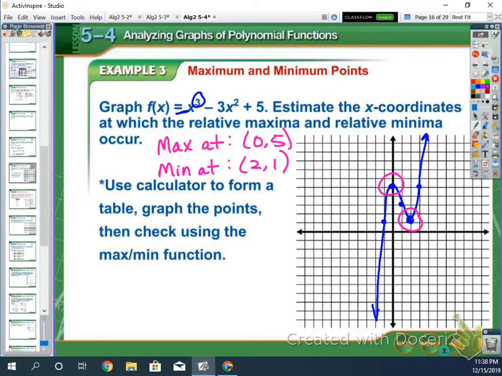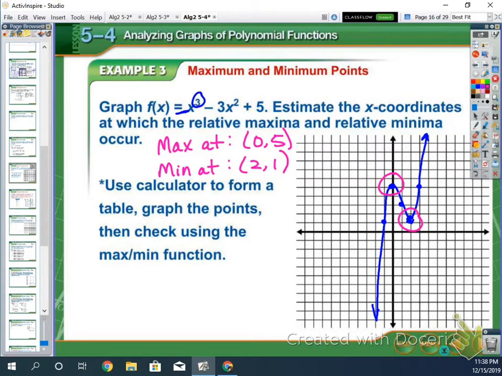And my calculator is telling me minimum 2.000009, y equals 1. Keep in mind that if you have that many zeros, if it's that close to 2, your calculator is really trying to tell you that the x value there is 2. So that matches up with what we had. We said minimum at (2, 1).